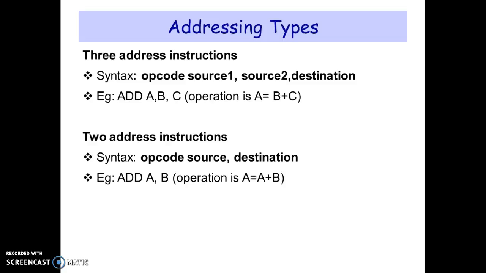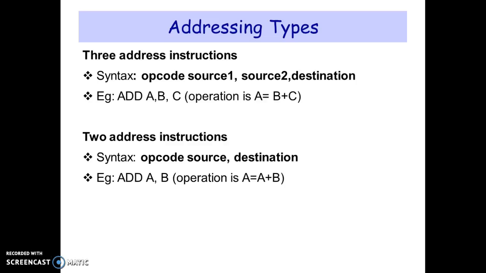The first one is the 3 address instruction. Here 3 operand values are used in this instruction. An example is add A, B, C. The meaning is the content of register B is added with the content of register C. The resultant value will be loaded into the accumulator register A.